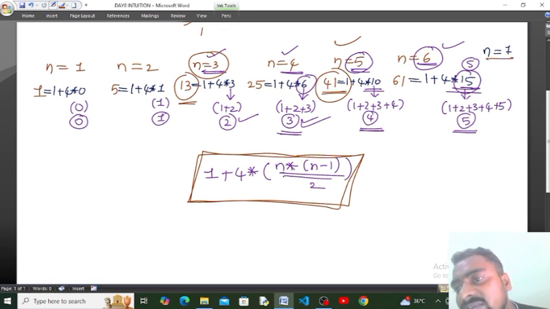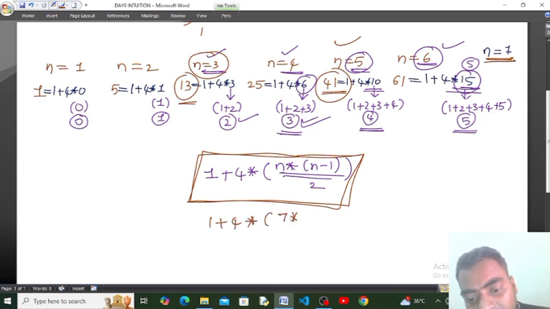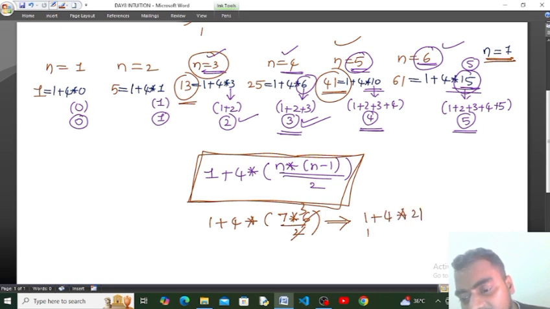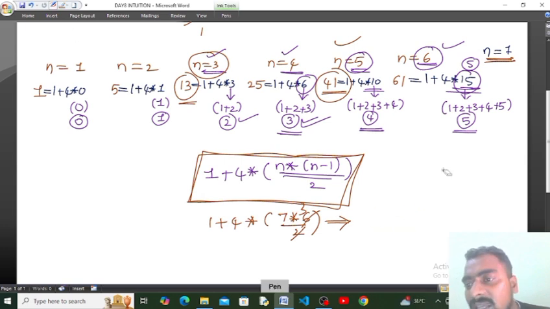So like that, for any n value, you can substitute. Here n is equal to 7, we don't know the answer. Now you can get the answer for n is equal to 7 also. 1 plus 4 into, substitute n as 7. So 7 into 7 minus 1, 6, divided by 2. So this will be 3 into 7, 21. 21 into 4 plus 1 is our answer. Yes or no? So the final answer is 1 plus 4 into 21. So 4 into 21 is 84, plus 1, 85. For n is equal to 7, the output will be 85.